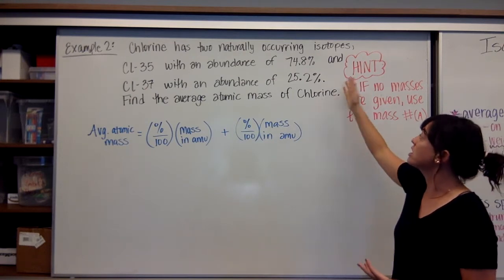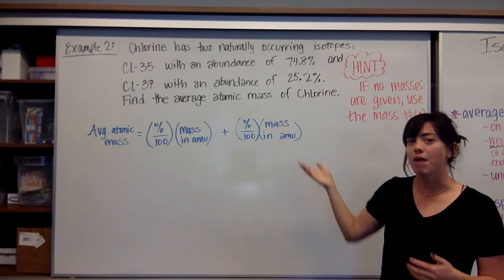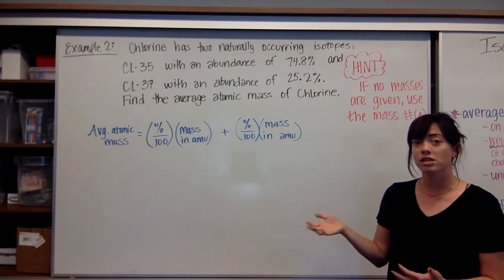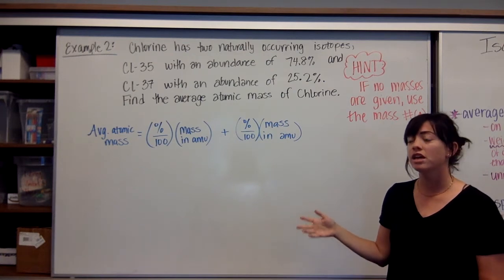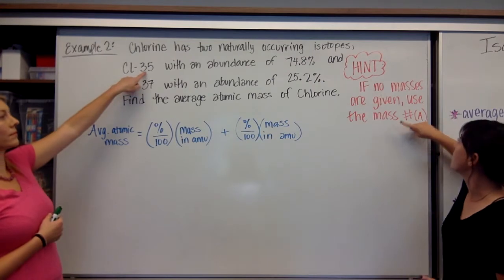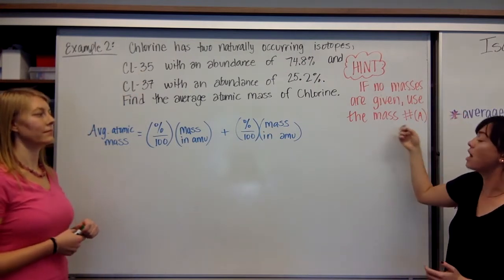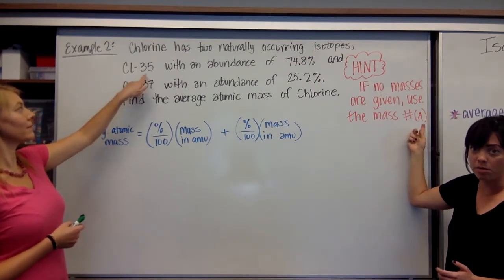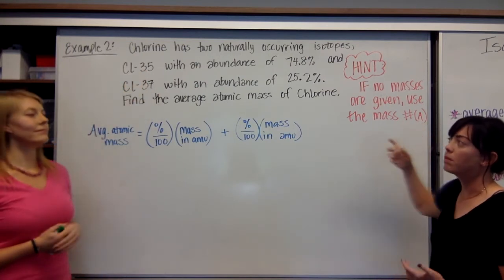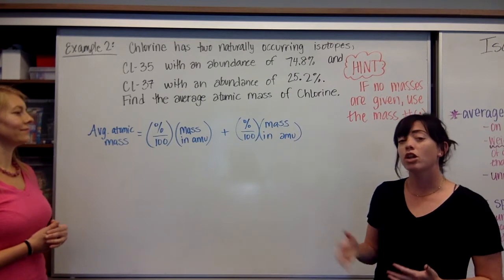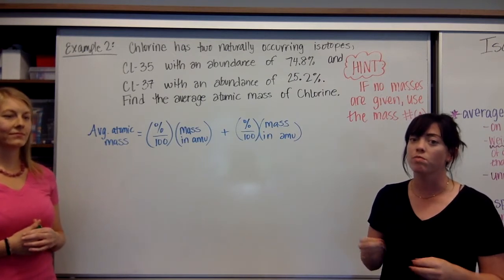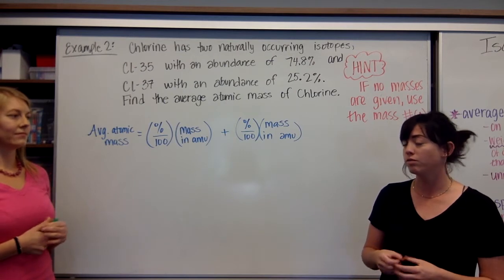So this example is a little bit different than the last one for one reason. As you can see, we're not given the mass for each of the different types of isotopes. Sometimes that's going to happen in class or on a test. If no masses are given, you're going to use the mass number, or A, from our isotope notation and isotope tables. You're going to use A because that is really close to the mass, because remember, 1 proton and 1 neutron are about equal to 1 AMU.